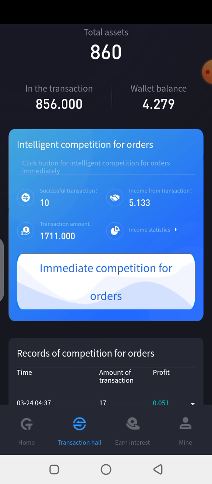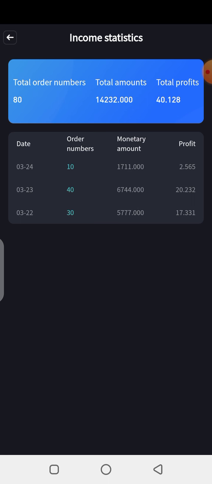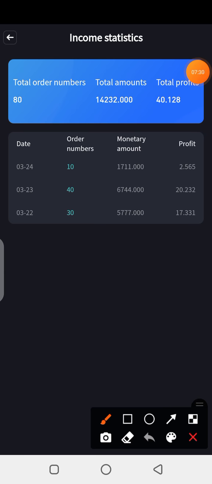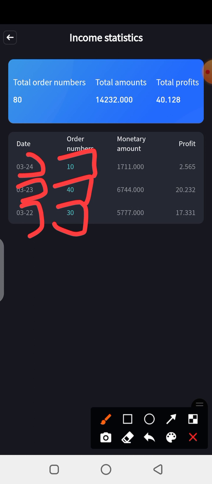So let's check these statistics here. Income statistics. So the robot has been able to pull 30 trades that same day, on the 22nd that I started, 2 days ago. Today is the 24th. So yesterday, the 23rd, he was able to put 40 trades. So far, he had put 10 trades this morning, because this is the first trade, sorry. And I'd already made $2.5 just in a few minutes because I just started. I woke up not long ago. Yesterday he made $20, 2 days ago he made 17 point something, and I'm not really active here.